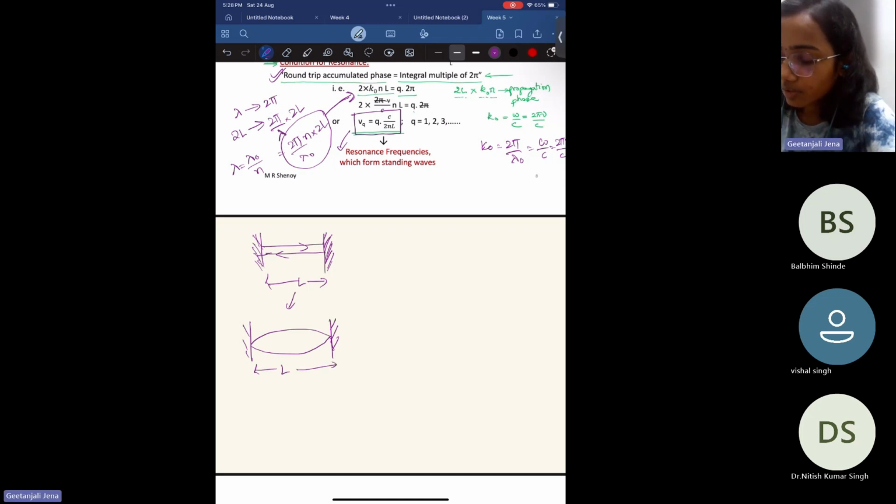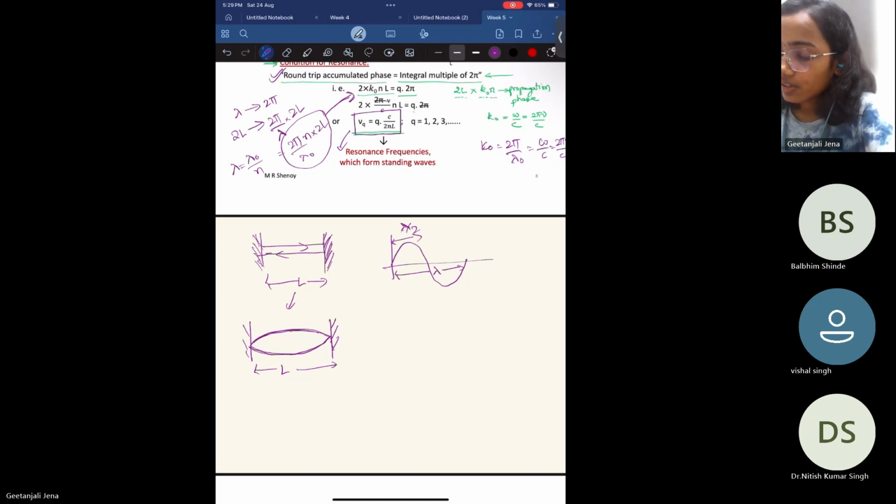This is the fundamental mode where the light is covering lambda by 2 distance. You know that for a wave, this full distance is lambda, so this distance is lambda by 2. So for the fundamental mode, L is lambda by 2. This is for q equal to 1. q basically represents the mode number, so the first is q equal to 1.